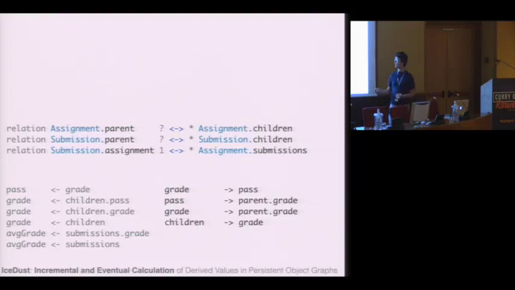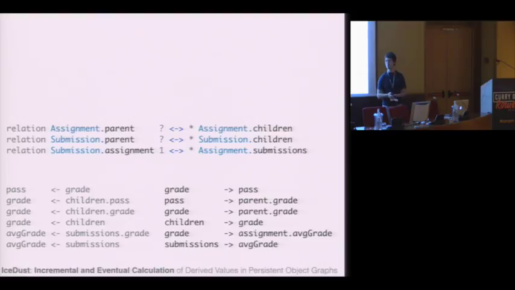But I omitted that last one because it's actually part of the calculus, so you don't have to reason about it here. And we can do the same for the average grade. So if we change the grade of a submission, we need to update the average grade of the assignment. And if the submissions of an assignment change, we need to update as well.